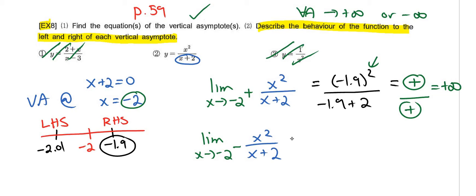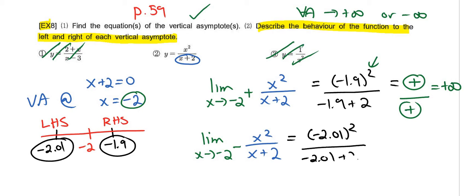And for the left-hand limit, let's plug in the numbers here. Now I'm using negative 2.01, so negative 2.01 all squared divided by negative 2.01 plus 2. Now the numerator is positive, and the denominator in this case should be negative.